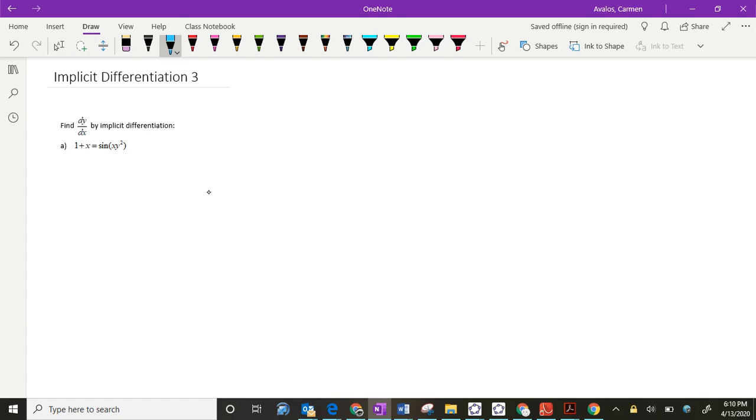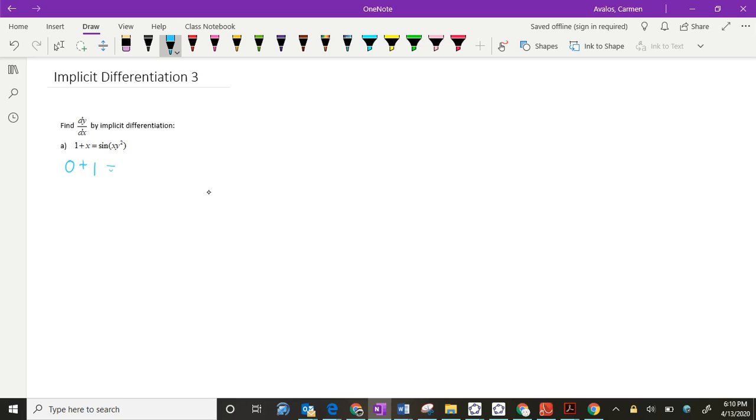So starting on the left-hand side, the derivative of 1 is going to be 0 because it's a number, and then the derivative of x, because we're taking it with respect to x, is going to be exactly the same. It's going to be 1. And then we're going to take the derivative of this side, where we're going to have the chain rule, and inside is going to be the product rule and the chain rule again.